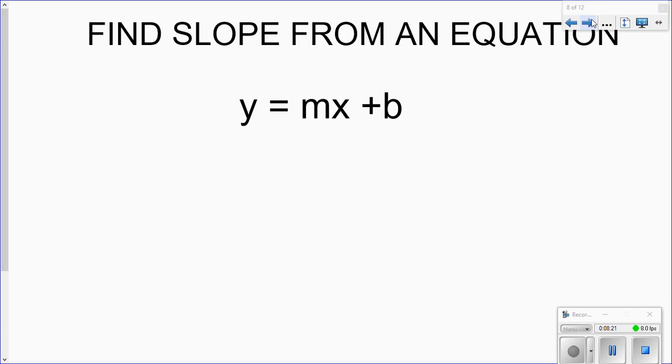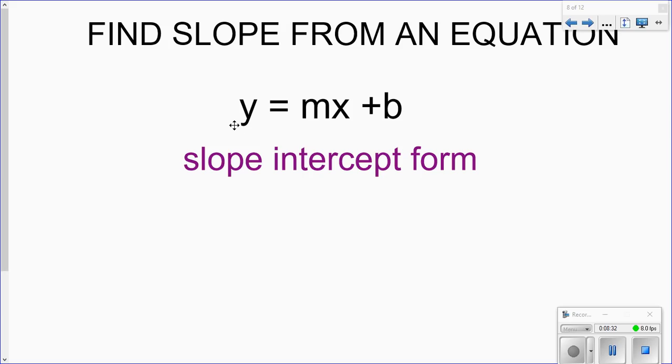Now, finding slope from an equation. This is the equation you're probably going to see most often. This is slope-intercept form. And this whole thing is slope-intercept form. And what's great about it is that the stuff in this form is actually very clear to find on a graph.